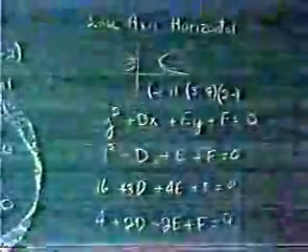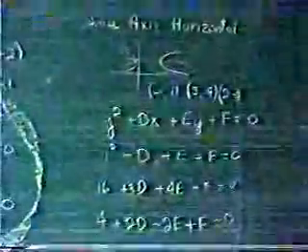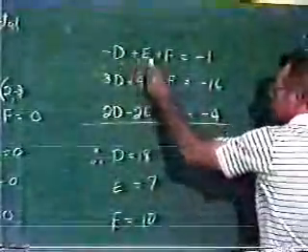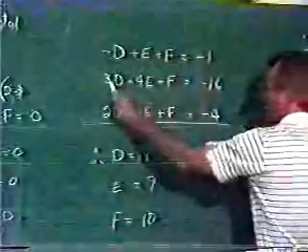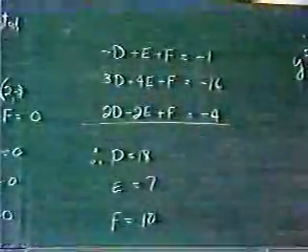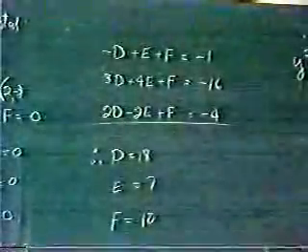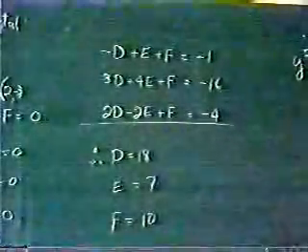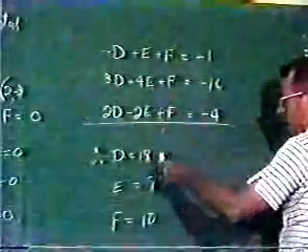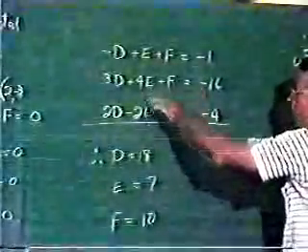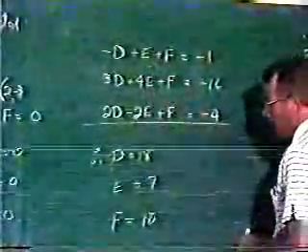All right, now, looking at these three equations, we have then minus D plus E plus F is equal to minus 1. 3D plus 4E plus F is equal to minus 16. And 2D minus 2E plus F is equal to minus 4. Now, you solve those simultaneously. However you go through it, either determinants or adding and subtracting, eliminating letters.